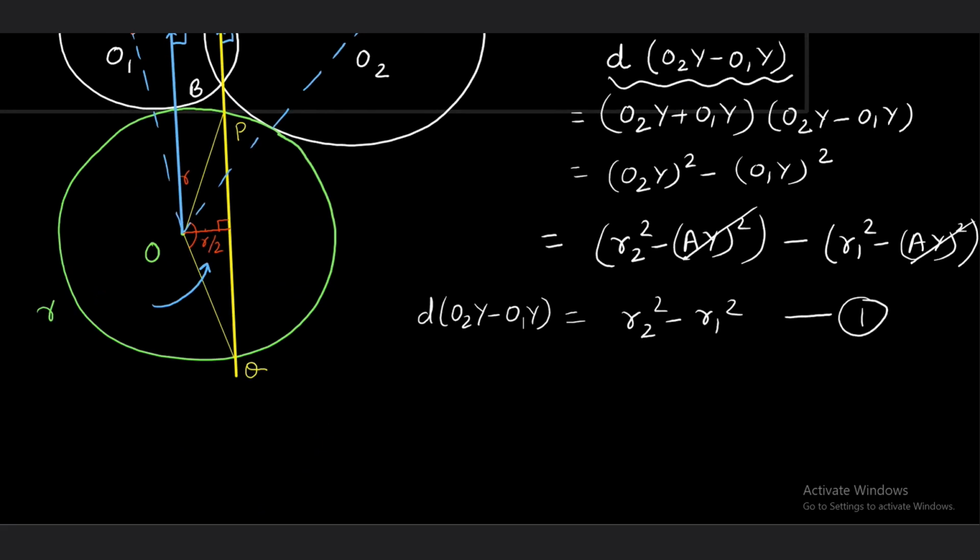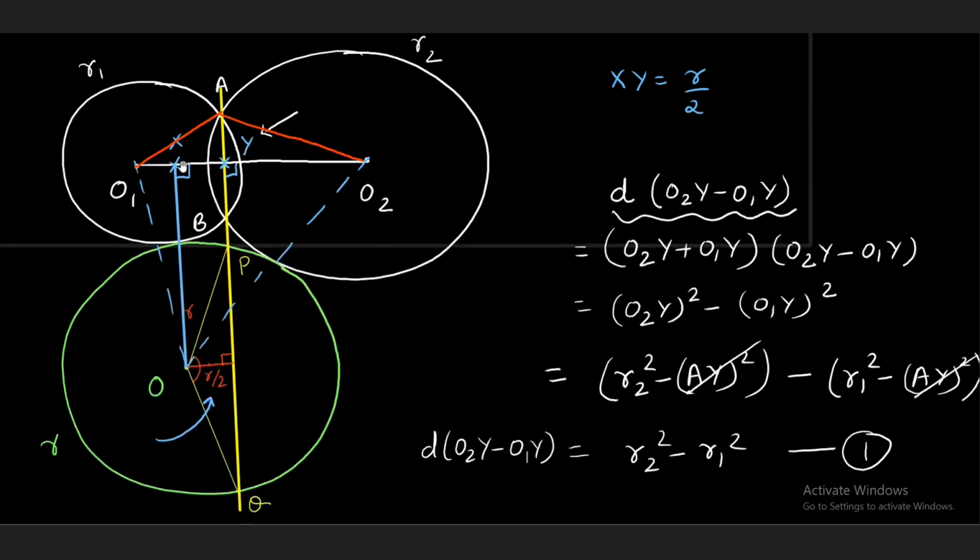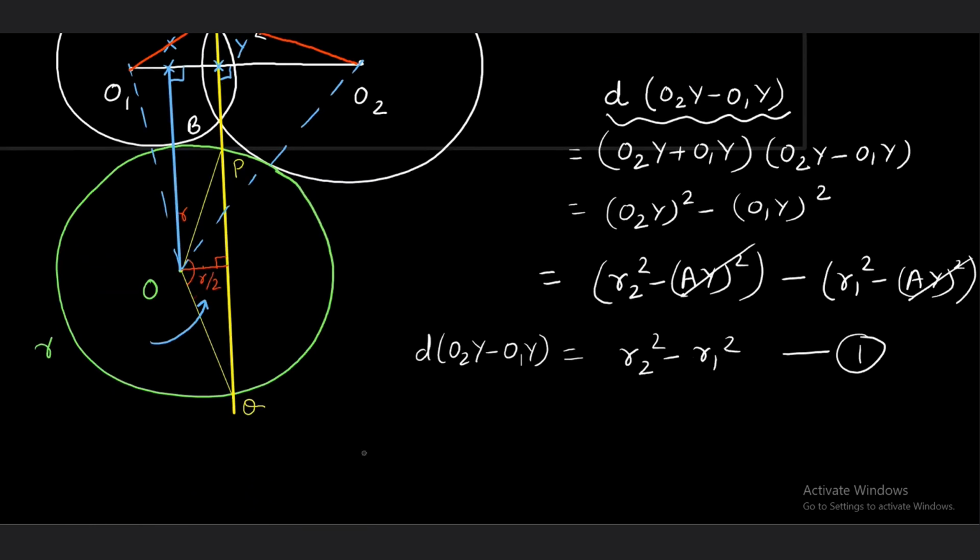A similar kind of relation now I'm going to create with the point x as well. See, this perpendicular that we dropped, from it also I will write a similar relation again. That is, if you go in the similar direction, you write D multiplied by O2x minus O1x. This is equal to, now how are we going to write it? D you will again write as O2x plus O1x just like the previous case. This becomes O2x whole square minus O1x whole square.